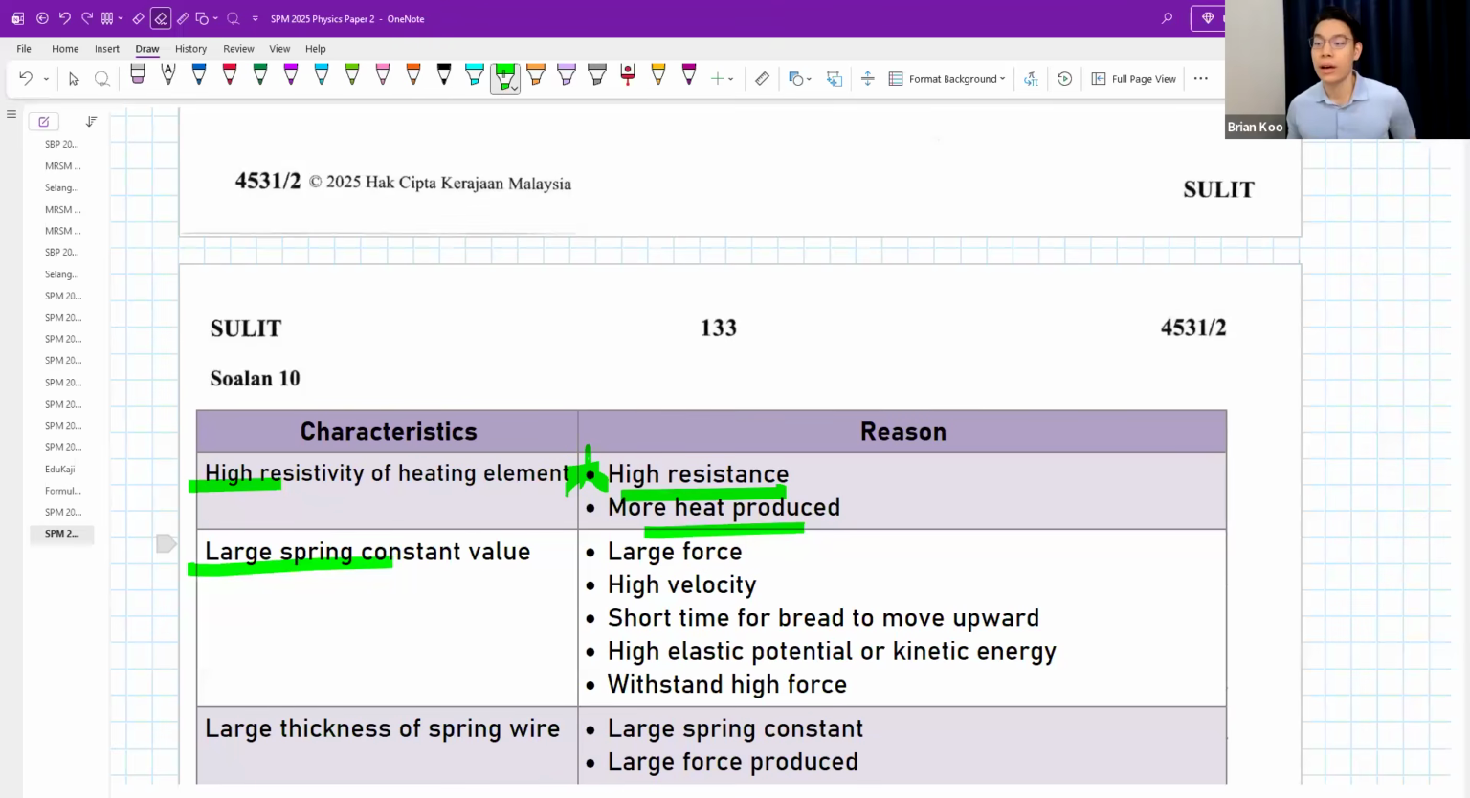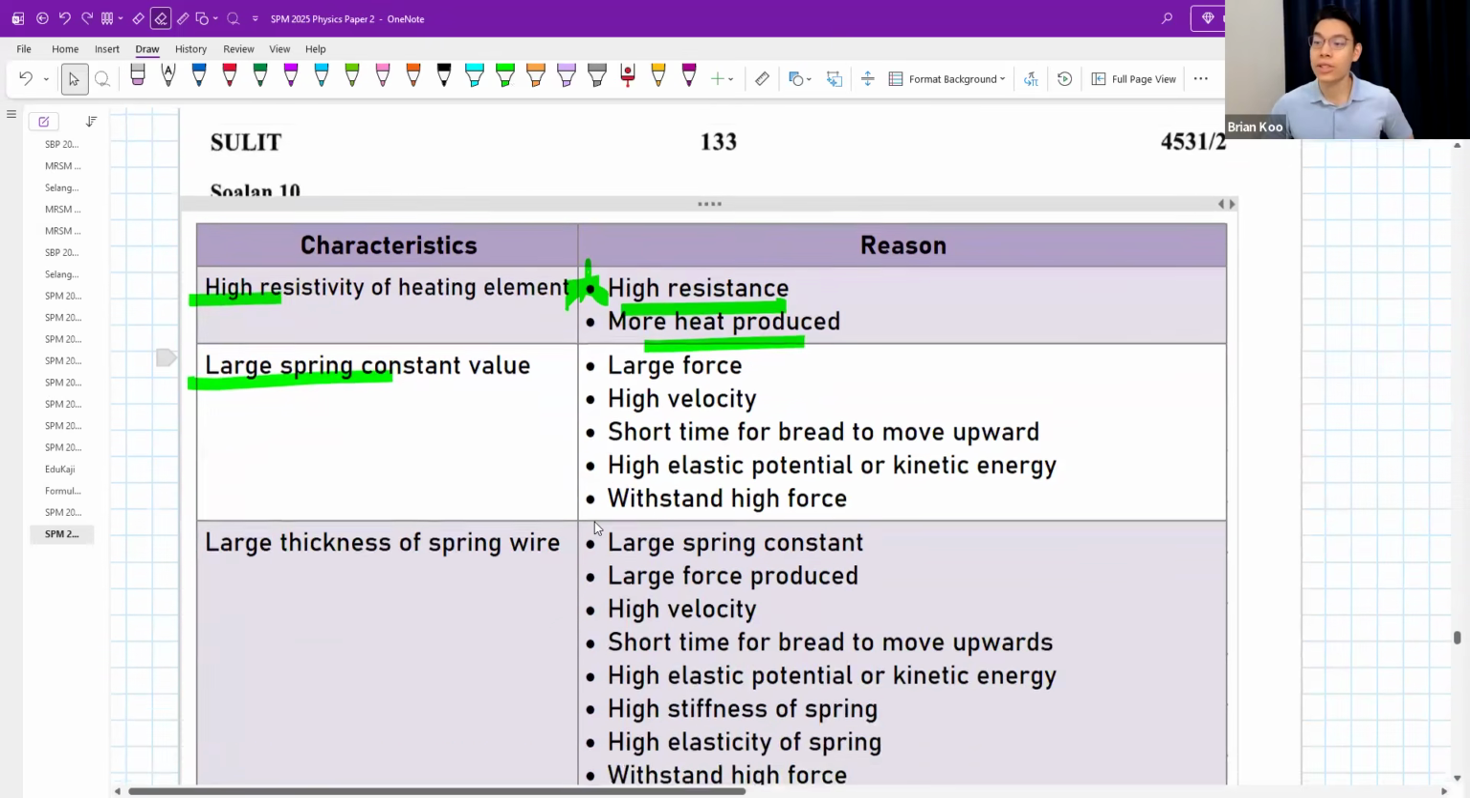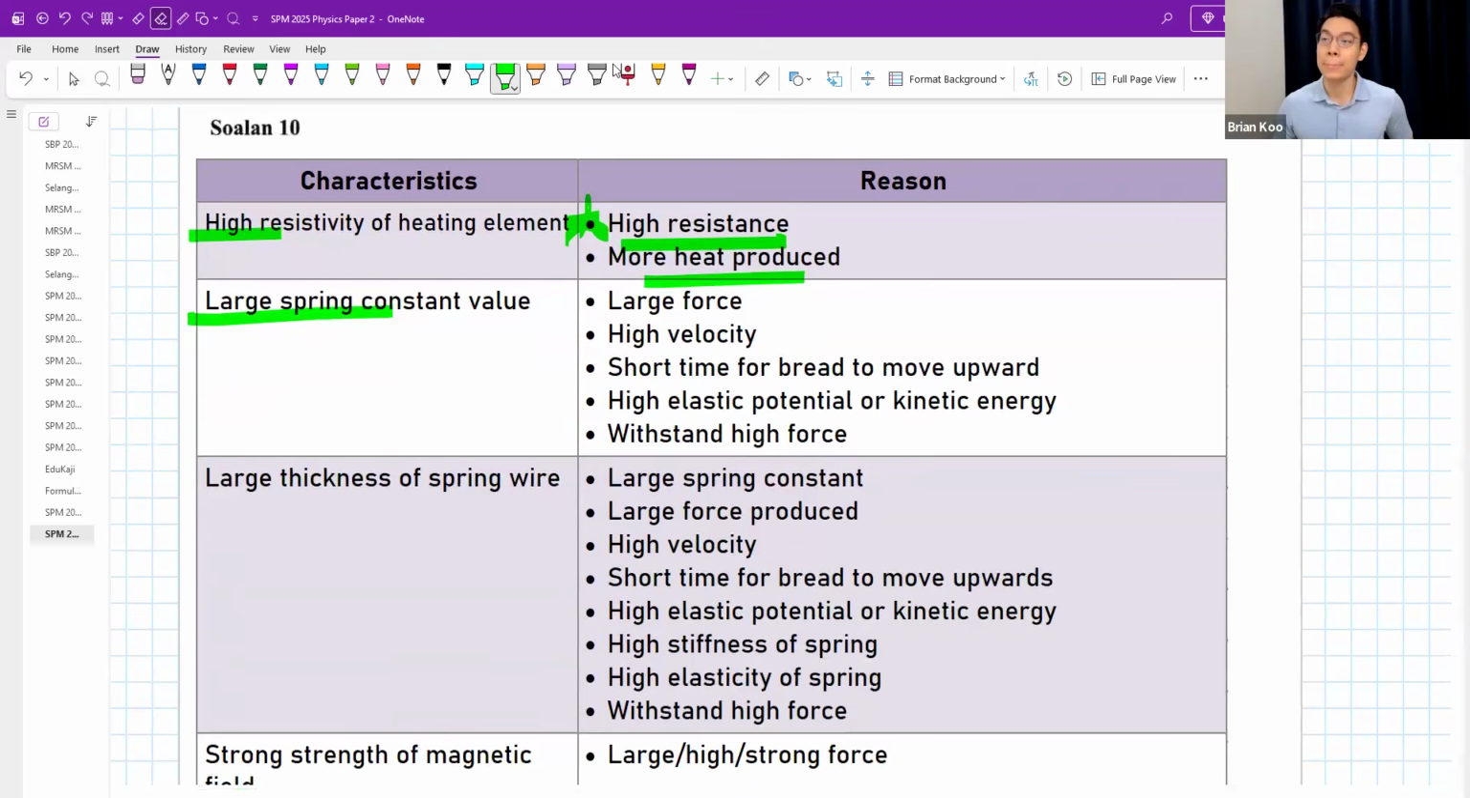Large spring constant, produce a lot of force, high velocity, short time for the brake to move upwards, high elastic potential energy, can withstand a lot of force. I think you can also say, oh, I wanted to say high spring constant. Okay, sorry, the high spring constant is the characteristic. Yeah, produce a lot of force, can bounce up very high. Okay, short time for the brake to move up. A large thickness, best answer, high K value.